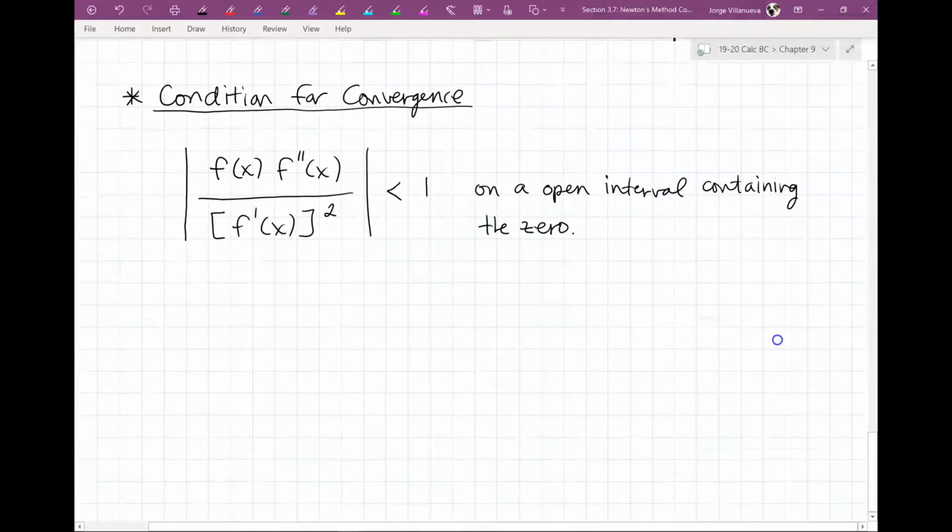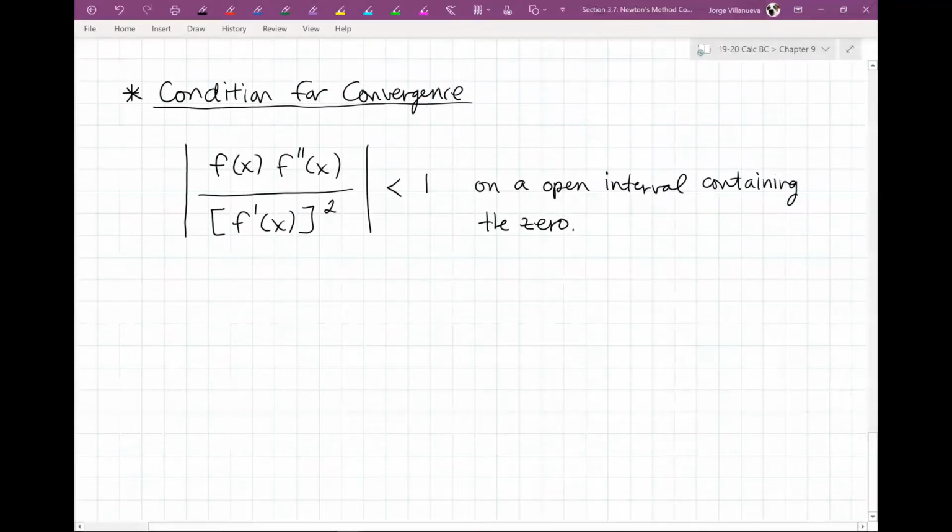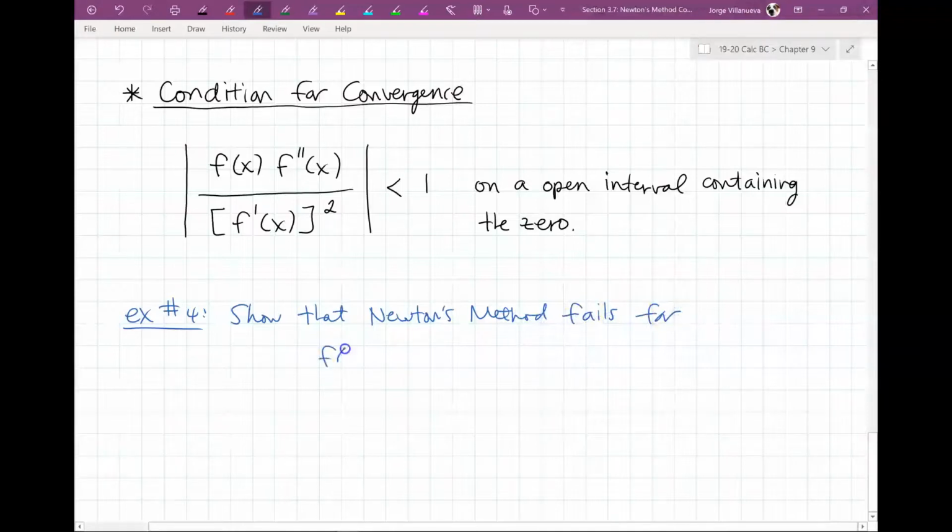So let's look at the one that we just did, okay? The problem that we just did. So example number 4. Show that Newton's method fails for f of x equal to x to the 1/3.